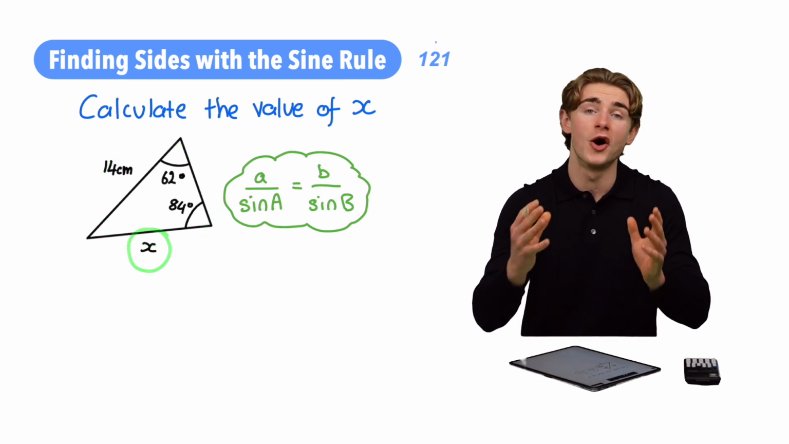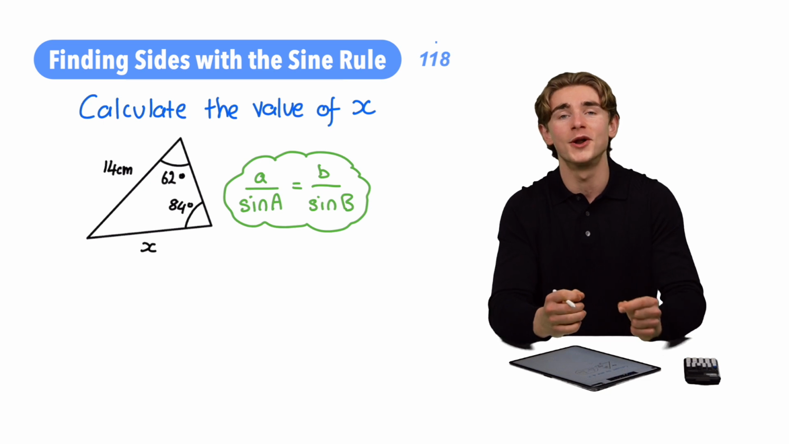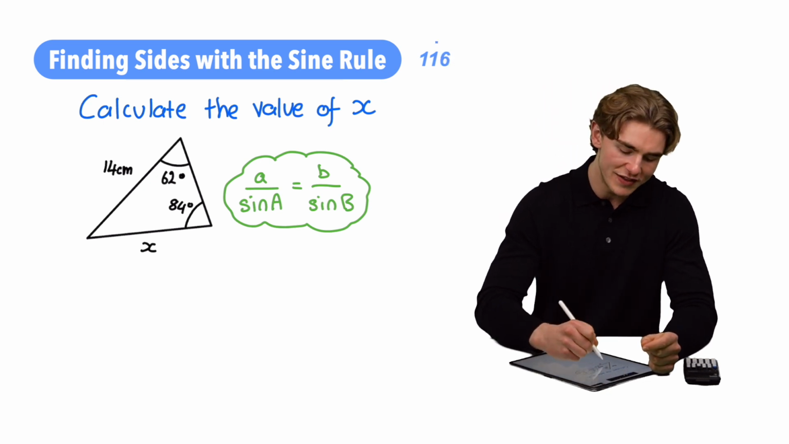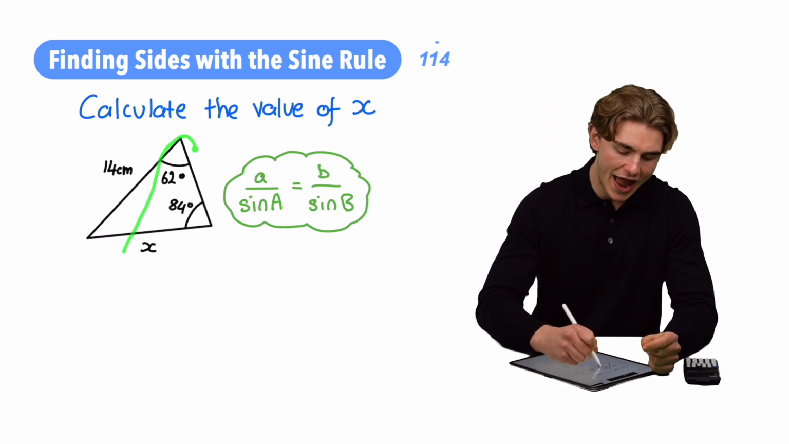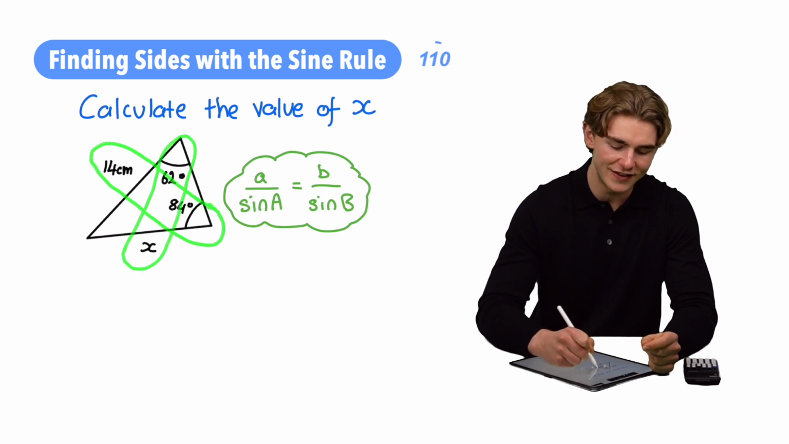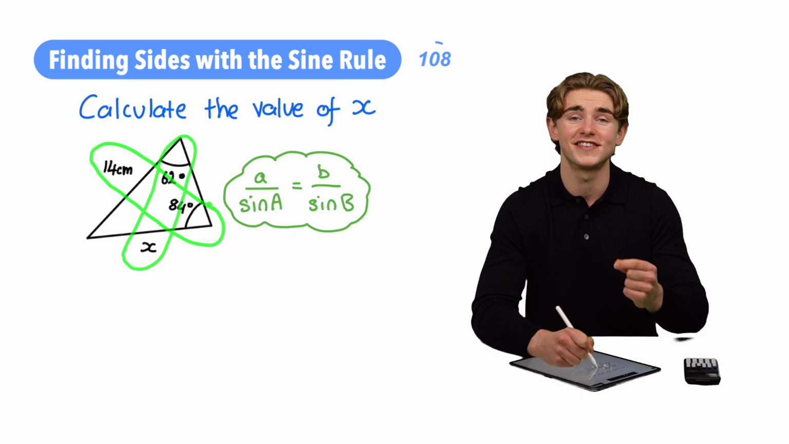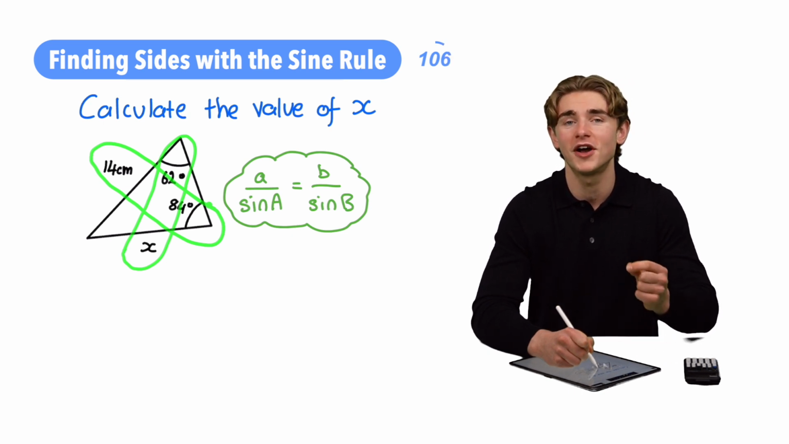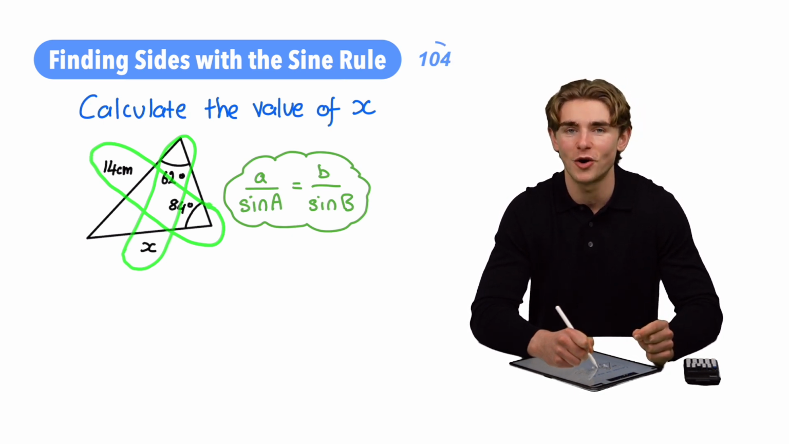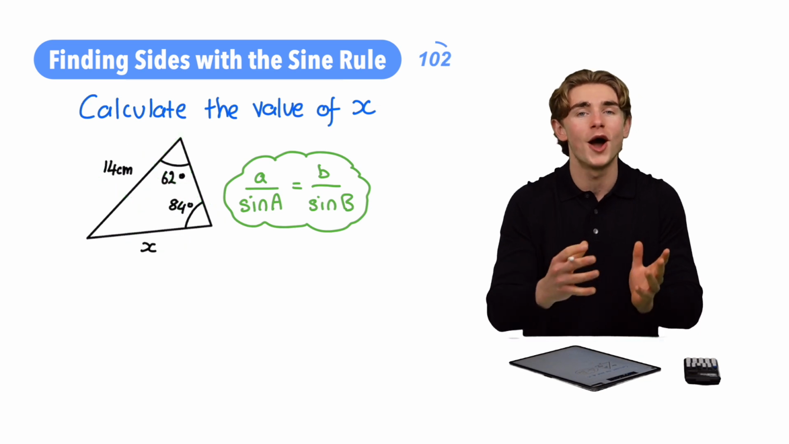What are we going to do? We're going to use the sine rule. Now, how do we know we're going to be using the sine rule? It's because we're dealing with a non-right angle triangle and two pairs of opposites. We can see this x and 62 degrees and this 14 and 84 degrees are pairs of opposite sides and angles. We have two of them, so we're going to be using the sine rule as opposed to the cosine rule. Now, which version of the sine rule are we going to be using?